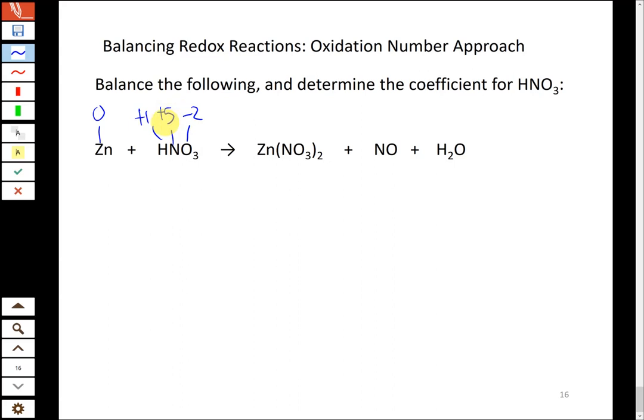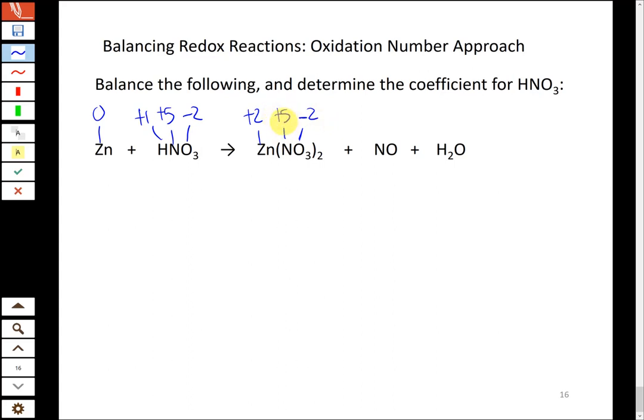And then on the product side, what we have is zinc nitrate. So we can think about this as an ionic compound. So it's 2 NO3 minuses. So that means the charge on the metal is +2. And zinc is always +2 in ionic compounds. It's not the most obvious one from the periodic table, but that would always be the case. And then for NO3 minus, it's still just nitrate. So for each one, we're going to have -2 for oxygen, and +5 for nitrogen to make it NO3 minus.